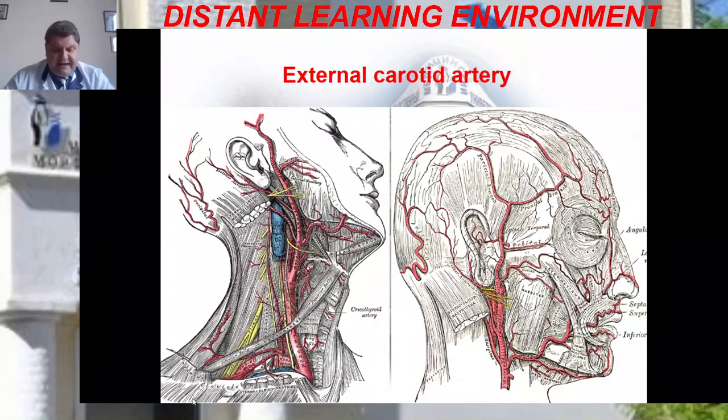The superior thyroid artery arises from the external carotid artery immediately above its origin. You may see the origin of the external carotid artery, and also the origin of the superior thyroid artery.